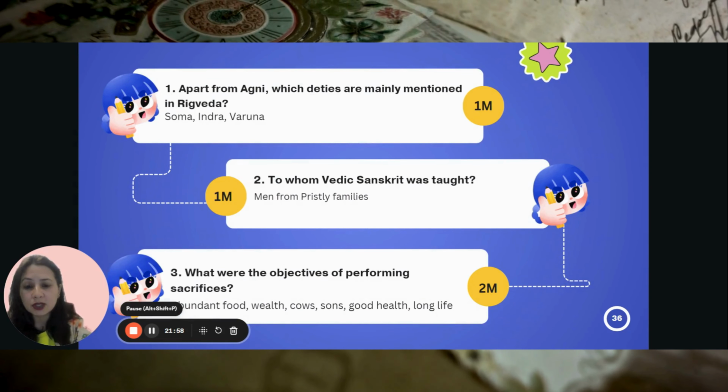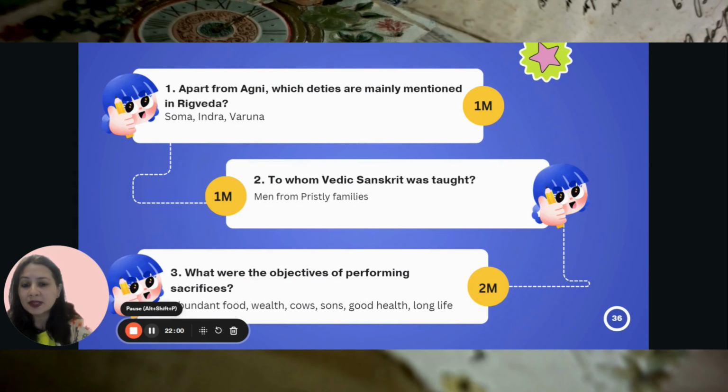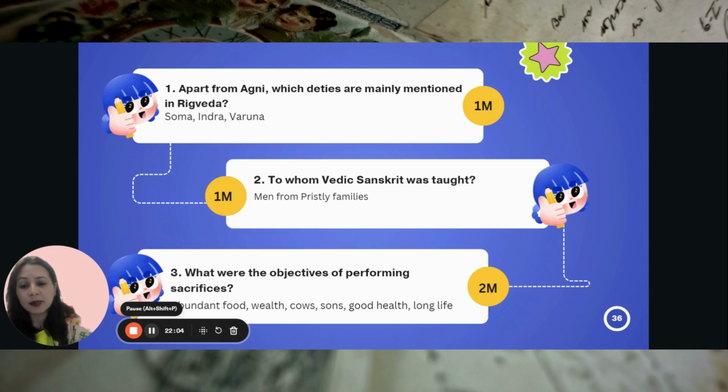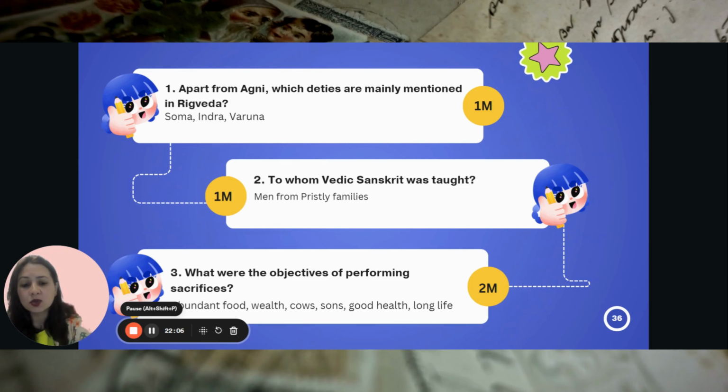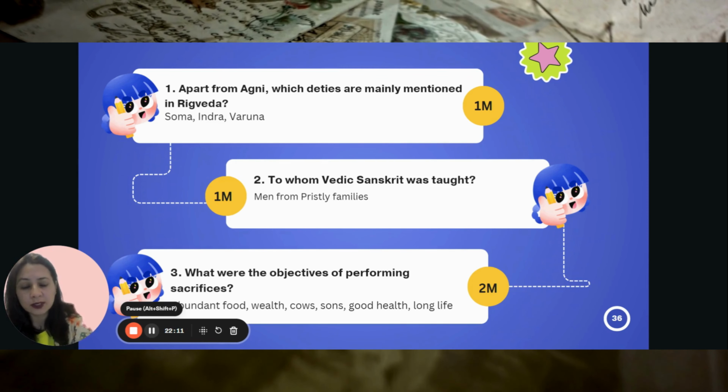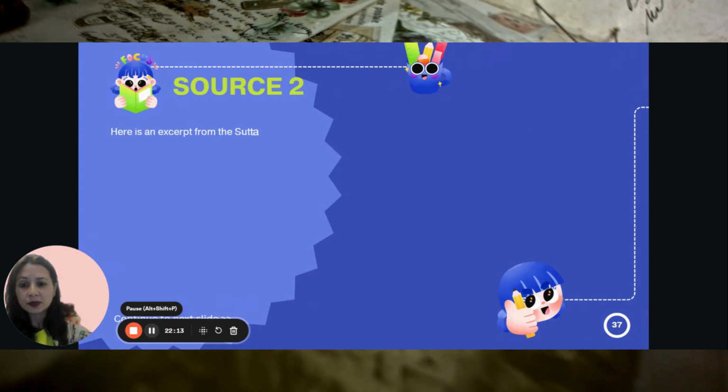To whom was Vedic Sanskrit taught? Men from priestly families. What were the objectives of performing sacrifices? To get abundant food, wealth, cows, sons, good health, and a long life. So that's an easy passage, and most of the questions here you find are direct.